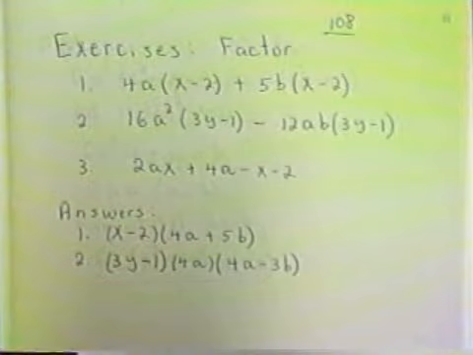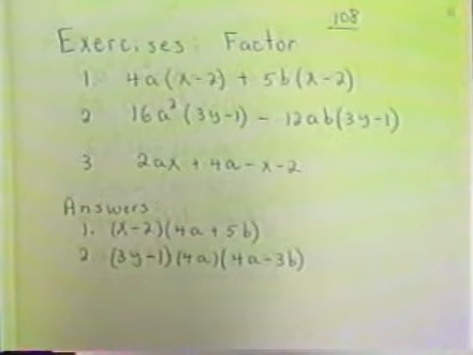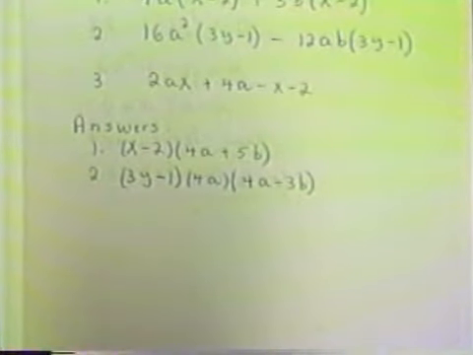The answer to the first one is x minus 2, because that's the common factor, times 4a plus 5b. The answer to the second one, 3y minus 1 times 4a minus 3b. You needed to take out the common factor of 3y minus 1, and then you would have 3y minus 1 times 16a squared minus 12ab. Then you take out the common factor 4a from that second factor. The third one, I did not give you the answer because I want to go through and work it for you since that's a little tougher.